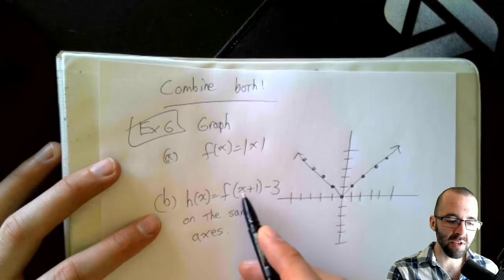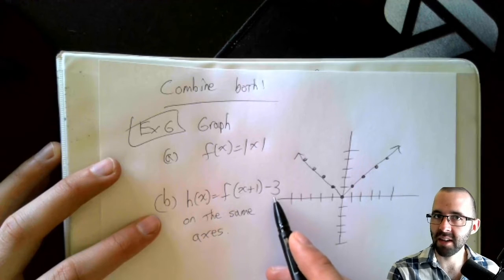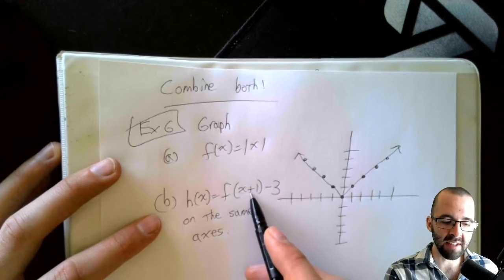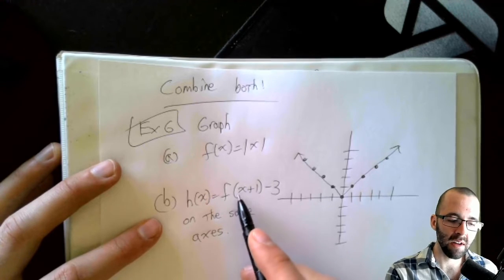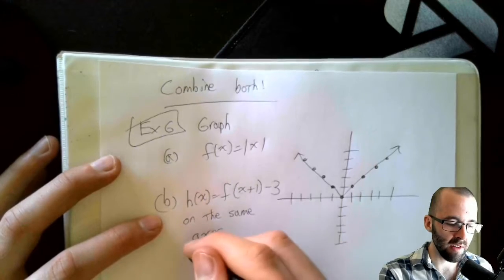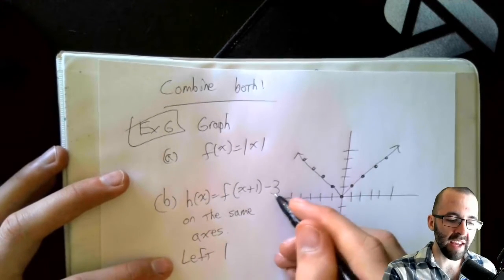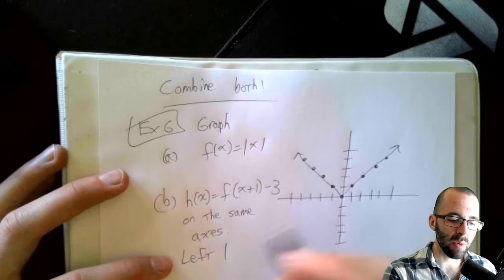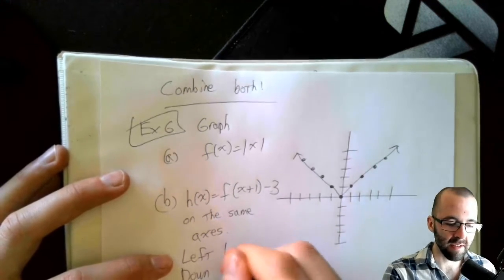So we have horizontal inside, and vertical on the outside. Remember that on the inside, it's kind of backwards from what you might think. So this part means we need to go to the left 1 unit. On the outside, that means we're going down 3 units.